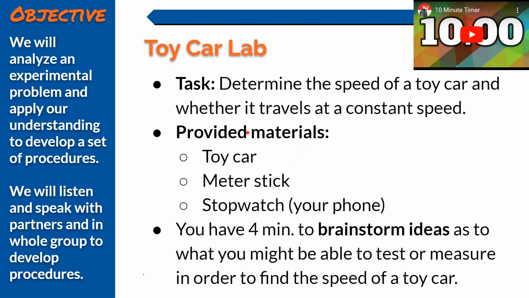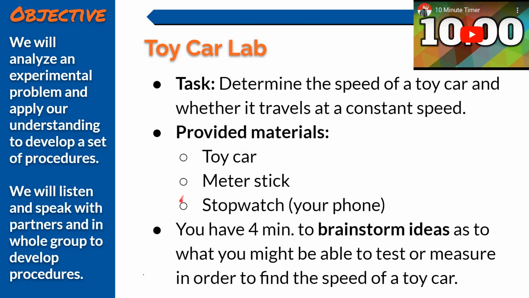It says, your task is to determine the speed of a toy car and whether it travels at a constant speed. The materials that I'm going to give you are the car itself, which is going to look like this one. Okay, I'll show you, they're battery powered. Okay, so you're going to get this, a meter stick, and you may use your phone for this RA as a stopwatch. We don't use our phones much, but you'll be able to use it here.